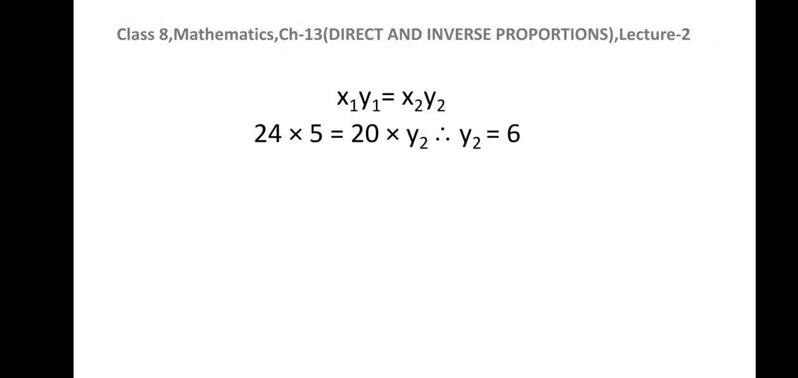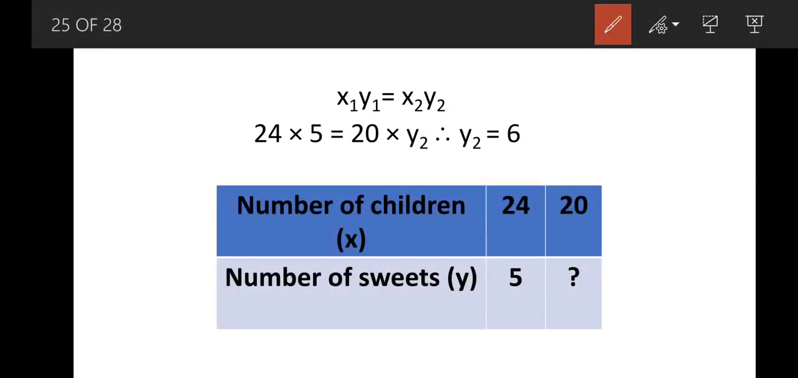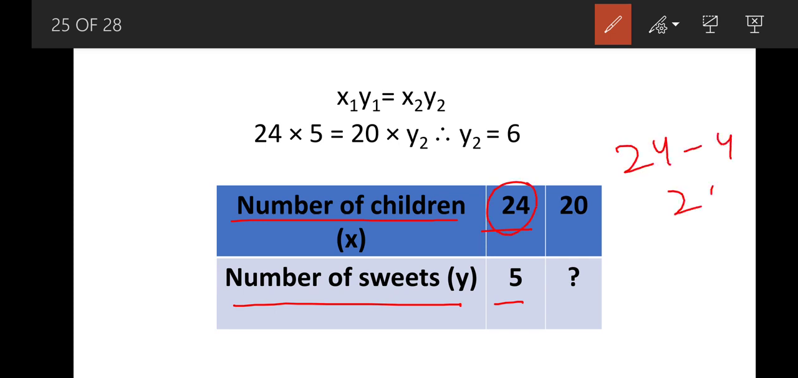So this is the table basically. The number of children I have taken as x, the number of sweets I have taken as y. When the number of children was 24, each child was getting 5 sweets. But it is written in the question that the number of children is reduced by 4, so earlier it was 24, now it has been reduced by 4, so it will be 20 now. So I have written 20 here. Now I need to find out how many each would get. This is what I need to find out.